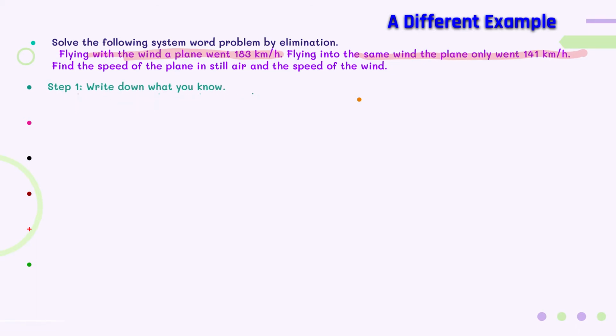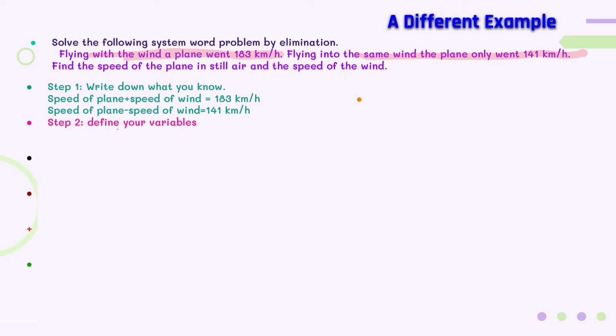So write what you know. I know the speed of the plane plus the speed of the wind equals 183. The wind is helping. So you're adding the wind because it's helping your speed when you're going with the wind. Then the speed of the plane minus the speed of the wind equals 141, because this time the wind speed is hampering your efforts. It's like walking into a wind. That wind speed is making you slower.